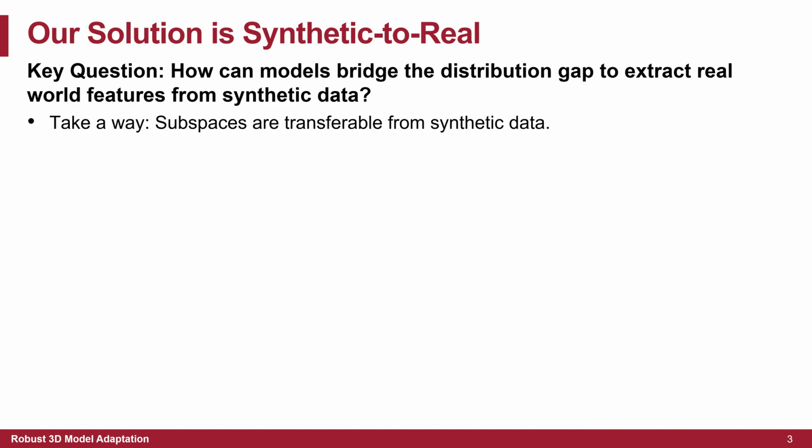Although synthetic and real images may have a large appearance gap, they can still share the same underlying 3D attributes. Our solution is to mine attribute subspaces from synthetic data. These subspaces capture transferable 3D variations and provide a compact space for robust model adaptation.